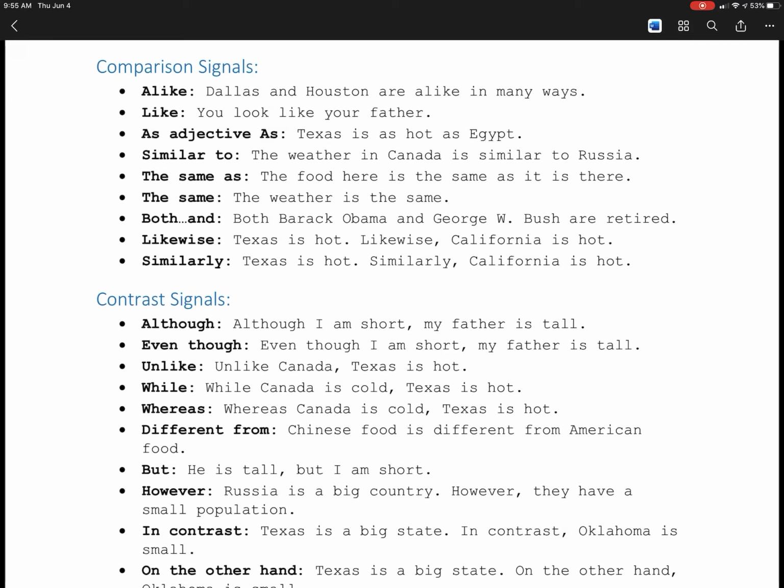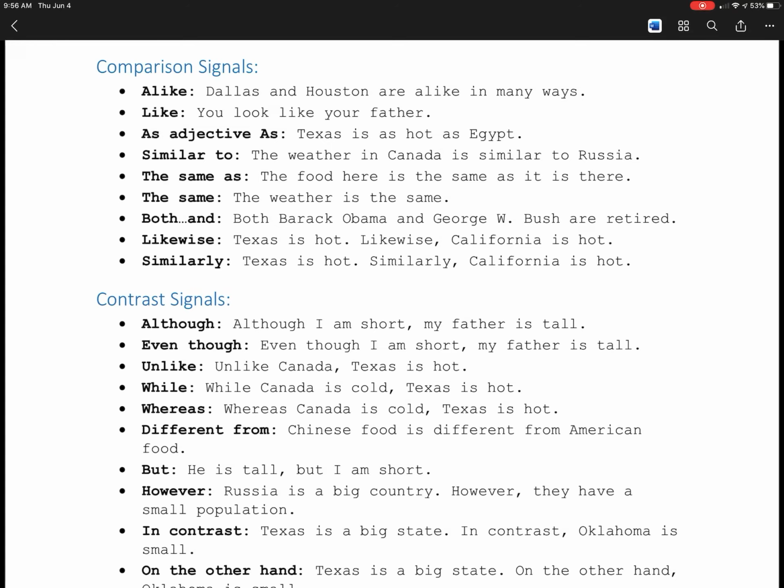In the top here, be careful with the word like. You look like your father. This one is not the verb like. I don't mean I like Dr Pepper or I like pizza. But when we say you look like your father, it means you look similar to your father.